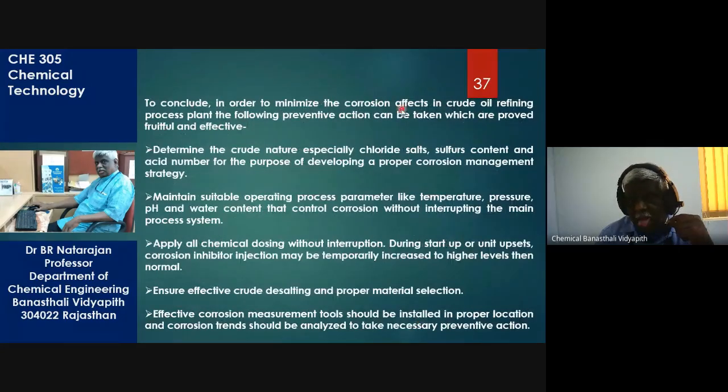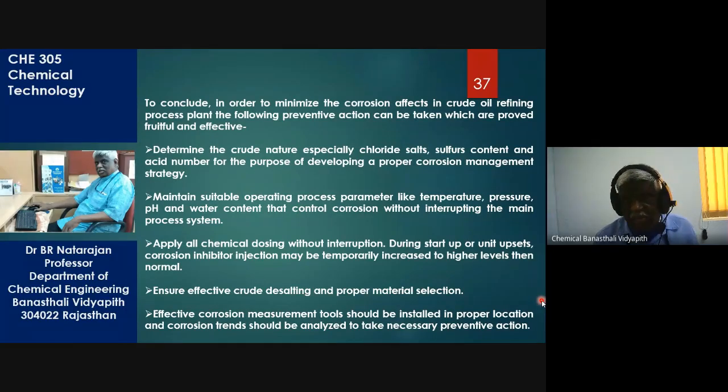And also remember, to minimize the corrosion, determine the crude nature, especially how much salt is there, sulfur content, acid number. Remember the crude assay we saw in the very first lecture. Those will help you in deciding how to choose the corrosion method, maintain suitable operating process parameters, temperature, pressure; excursions are to be avoided, maintain the operating conditions strictly, and apply the chemical dosing without interruption, ensure effective crude desalting and proper material selection. Effective corrosion measurement tools should be installed in proper locations, and corrosion trend should be analyzed to take necessary preventive action.